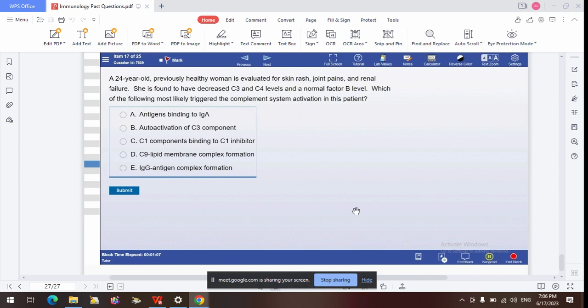A 24-year-old previously healthy woman is evaluated for skin rash, joint pains, and renal failure with low C3 and C4 levels and a normal factor B level. Which of the following most likely triggered the complement system activation? It has reduced C3 and C4.